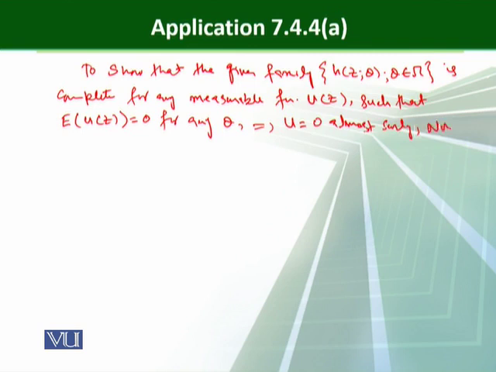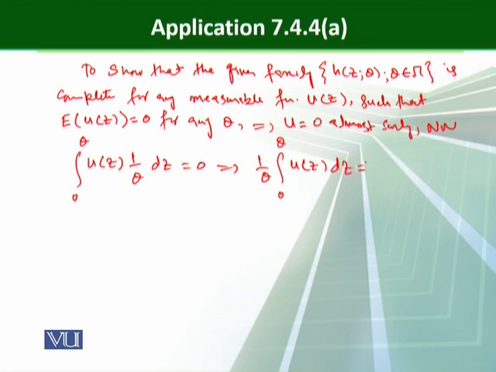Now we are going to find the expected value of this one, integrating from 0 to theta, because the range of our PDF is from 0 to theta, of u of z times 1 over theta dz, and that is equal to 0. This implies that 1 over theta times the integral from 0 to theta of u of z dz is equal to 0 for all theta greater than 0.